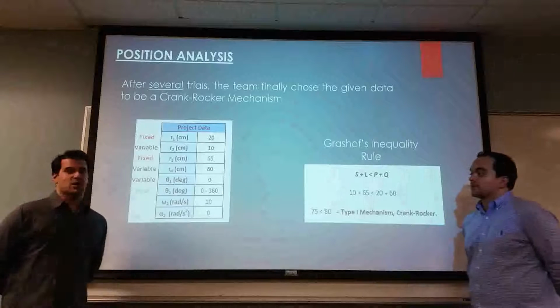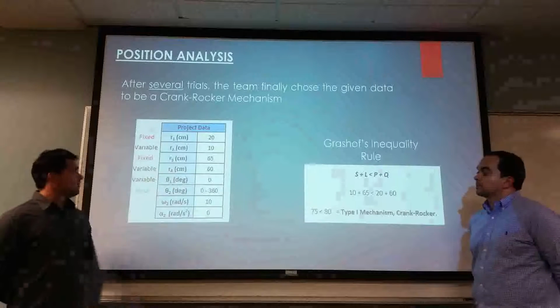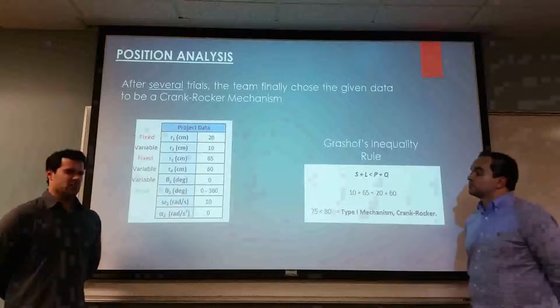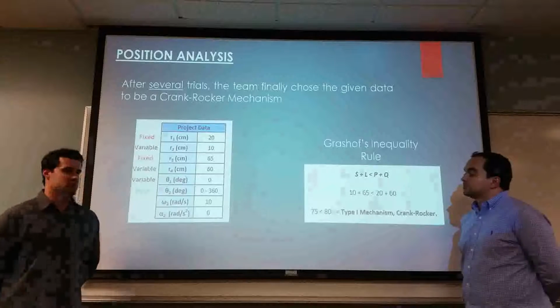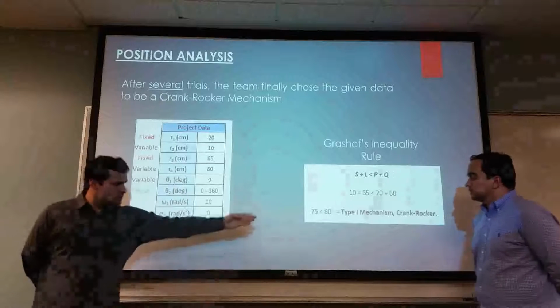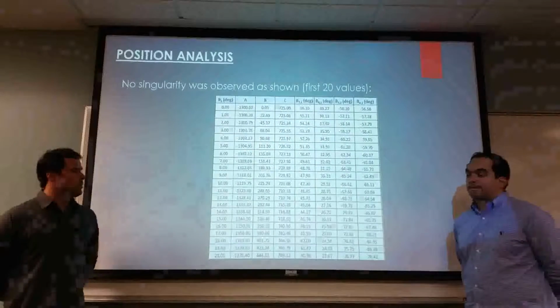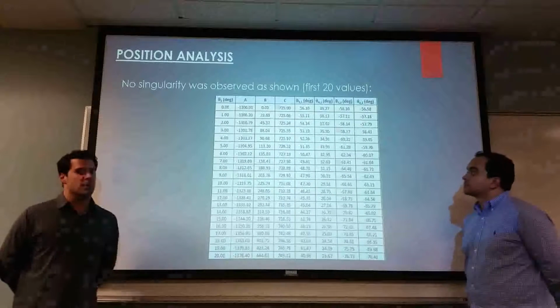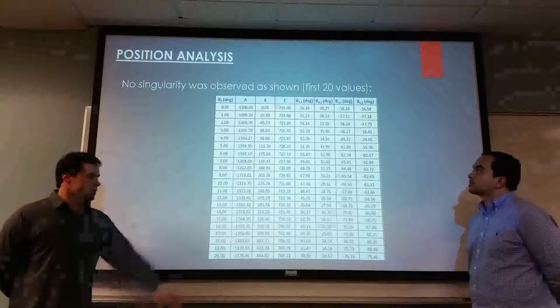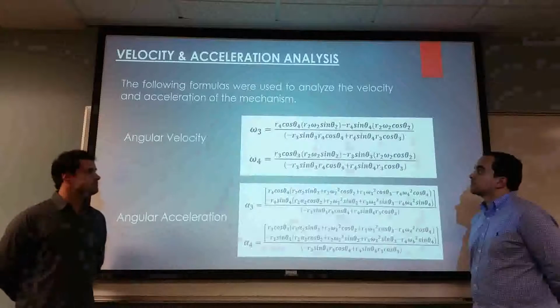After many trial and error, we finally came up with the correct, not the perfect, but the best set of variables to use, which gave us a type 1 mechanism crank rocker. When we plugged these values in, we came up with a better set of variables with no singularity occurring.